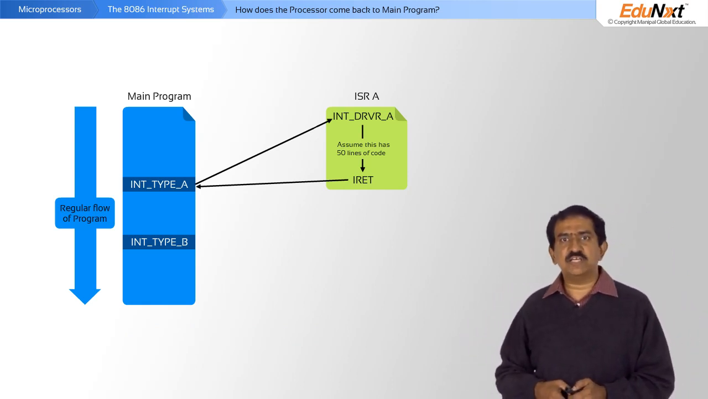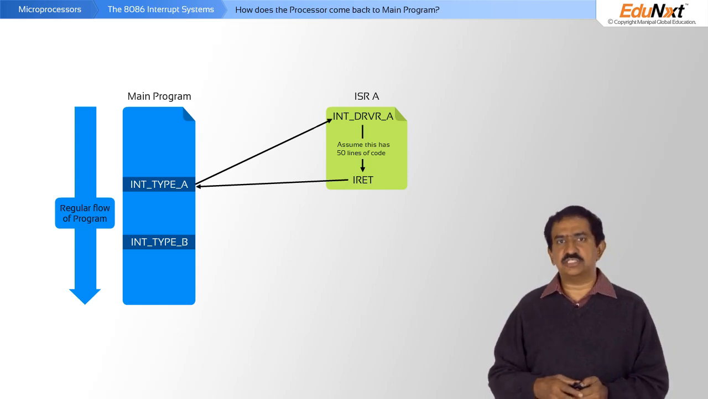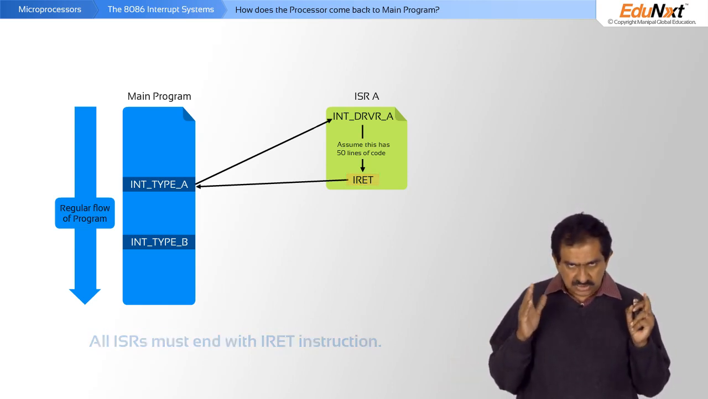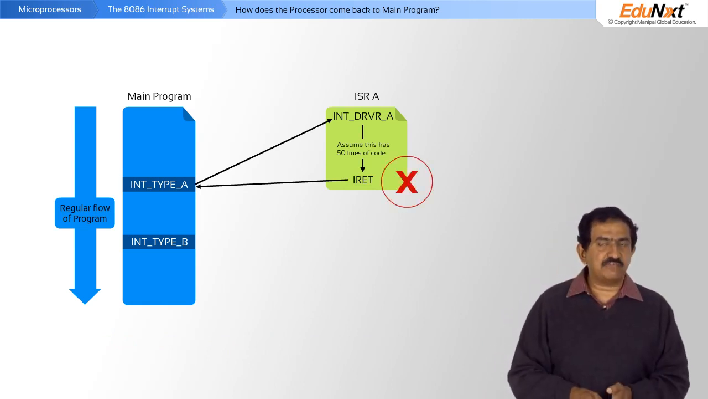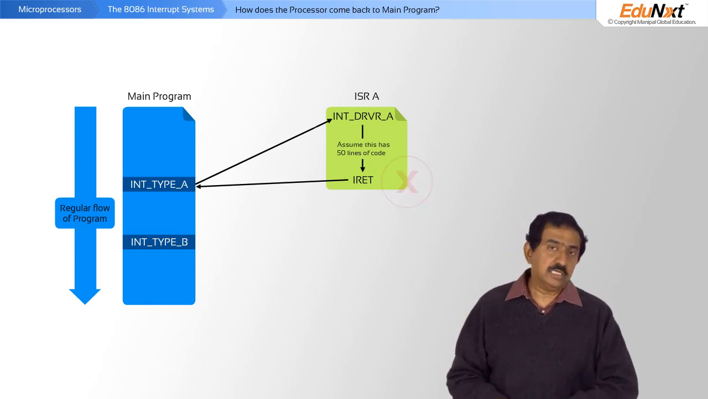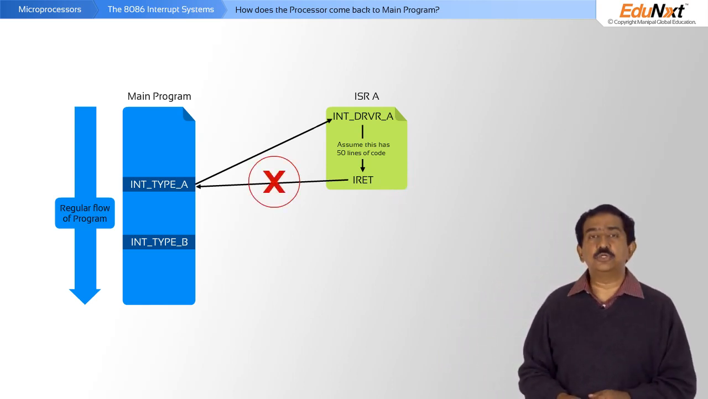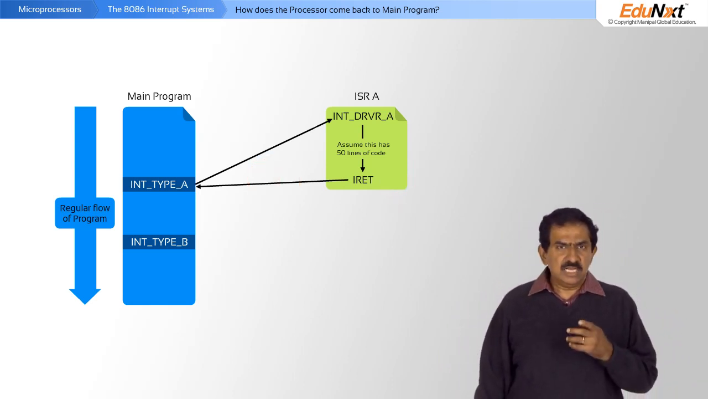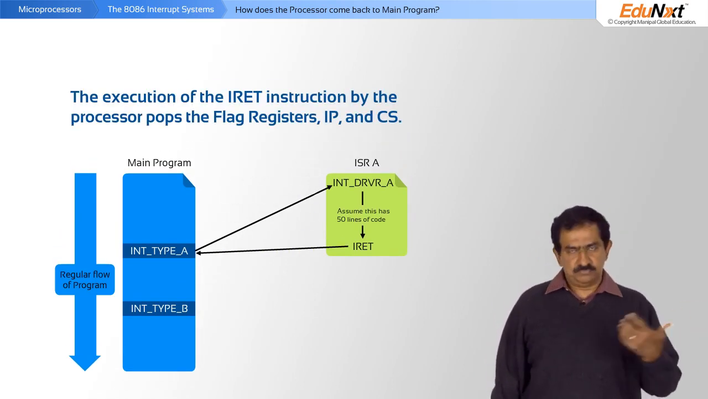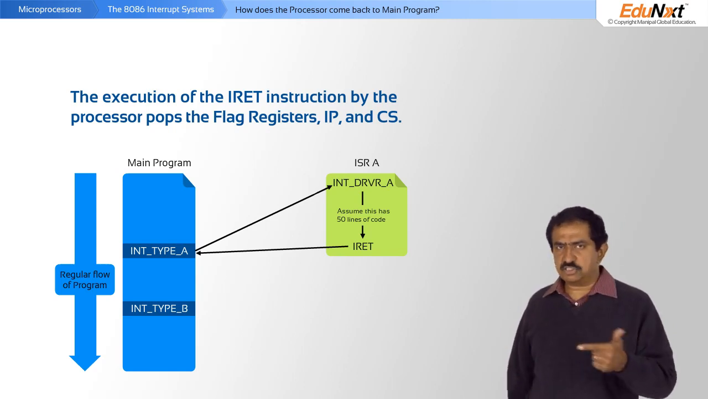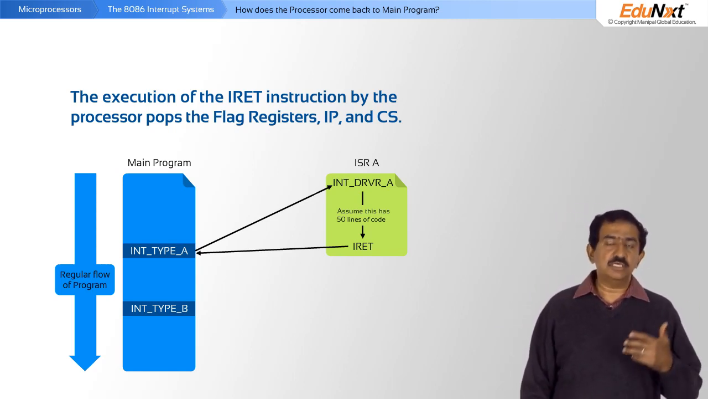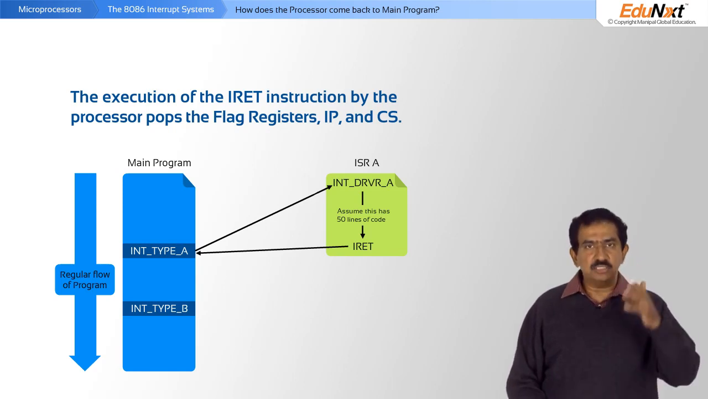What happens in the case of the IRET instruction? All the ISRs must end with this instruction. That's number one, right? If you do not have an IRET instruction at the end of your interrupt service routine, the processor can never come back to the main program. As soon as the IRET instruction is executed, it pops the flag register, the instruction pointer and the code segment to start executing from the old location in the main program.